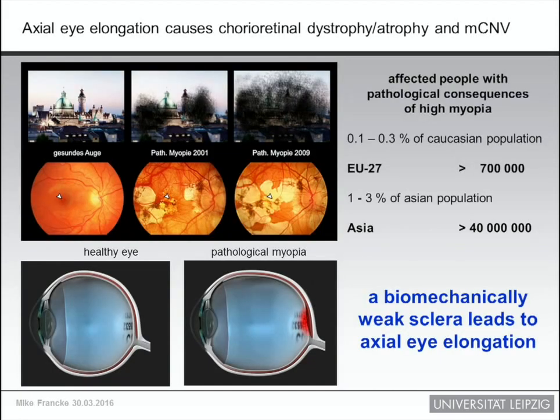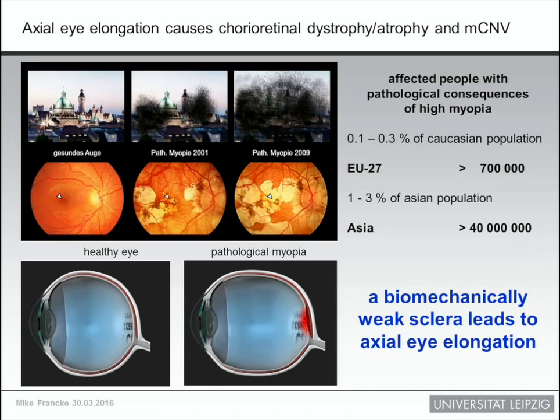So let me start. You are absolutely familiar with high myopia and its pathological consequences. You see that axial eye elongation causes the chorioretinal dystrophy, here these yellow patches, and this progresses over the years, and the visual acuity and the visual field get worse. Millions of people worldwide are affected by high myopia and its pathological consequences, especially in Asia, with a different genetic background. The incidence is really high there.